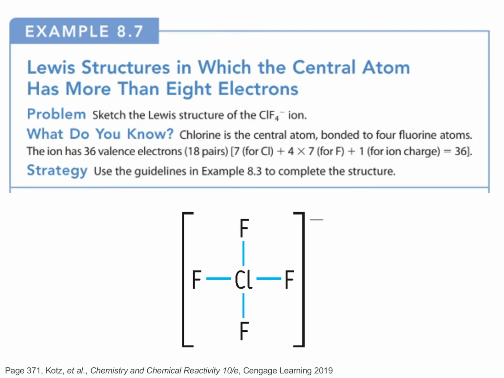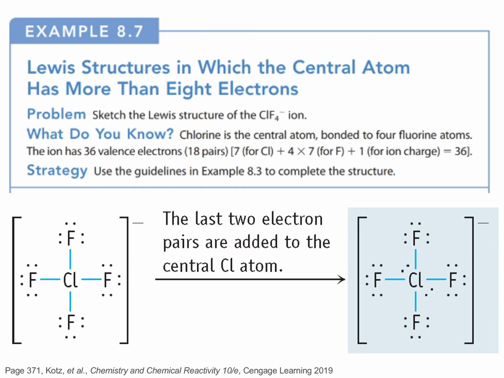So what we do is we figure out what is the central atom. That's Cl. We can often tell from how it is drawn, ClF4 minus, that the Cl will be the central atom. So we put 2, 4, 6, 8 electrons, but we have quite a lot more to go because we have 36 in the compound.